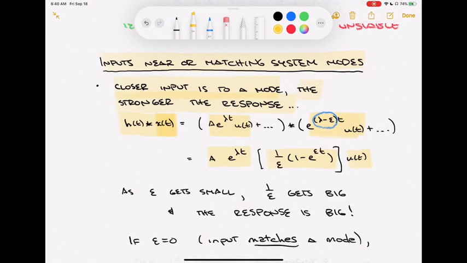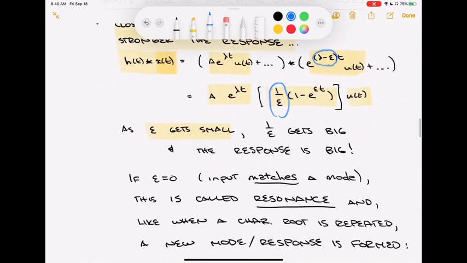Look at what happens as epsilon gets small. Because I have a factor here, 1 over epsilon, as epsilon gets small, 1 over a small number becomes really big. And so whatever comes out of there starts growing and growing and growing, and it gets really big. So as my input gets close to a mode of the system, the response starts getting larger. We can also look at what happens in the limit.